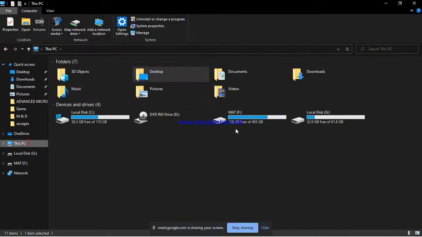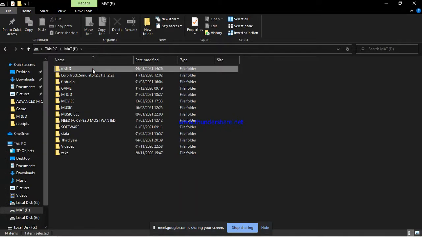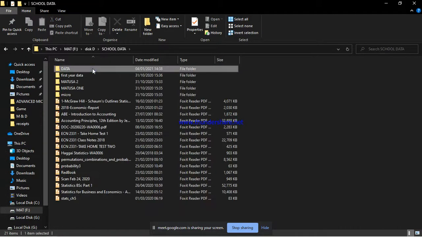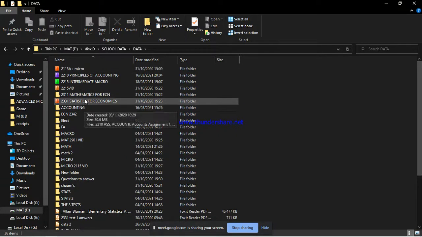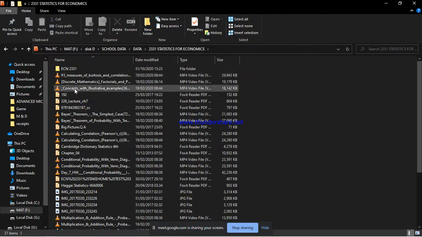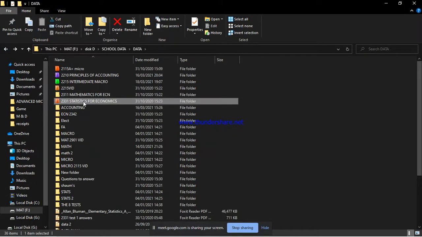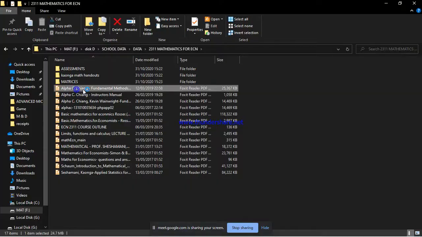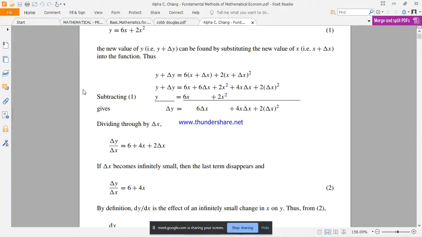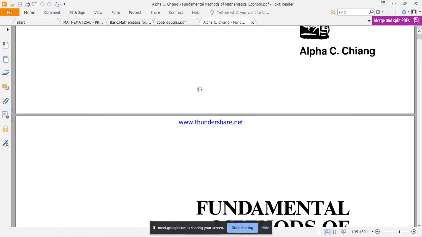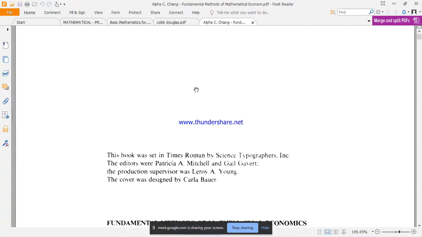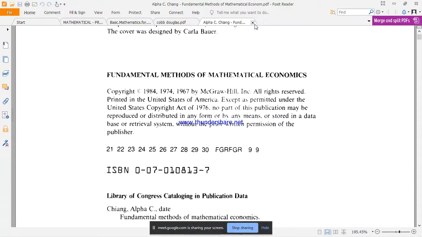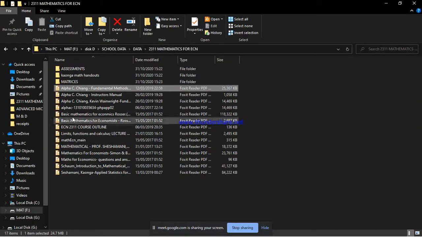Ooh, this is my stuff. Where is the mathematics or economics? It is Alpha Chiang. The book I love is Alpha Chiang. It's very nice. The best book so far for mathematics. But this one is a photocopy. So you can search.